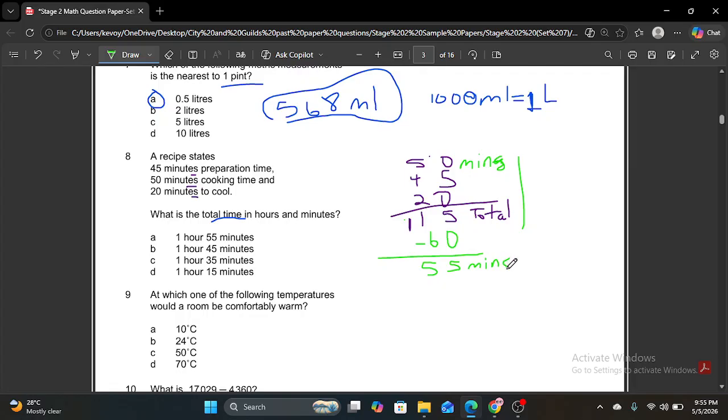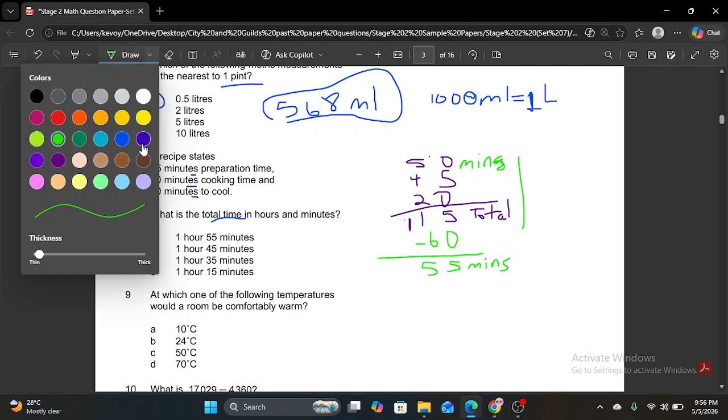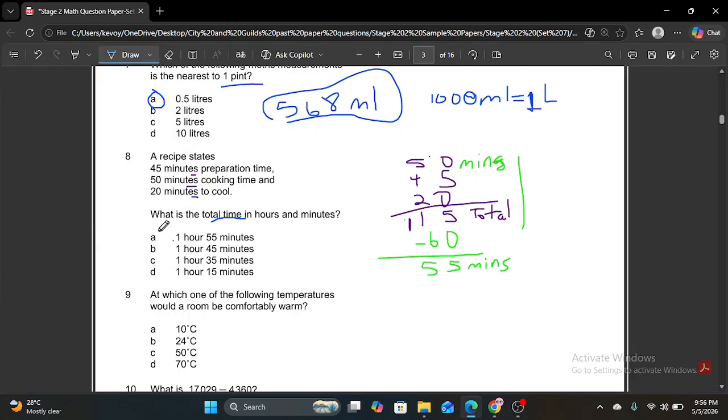So let's look and see if we can see it right there. So 1 hour 55 minutes is right there, and that is letter A. So A is the answer for number 8. That's the total time in hours and minutes. So add all the minutes together, you have 115 minutes as total. You subtract 60 minutes because 1 hour is 60 minutes, and we have 55 minutes remaining. All right, so going down.